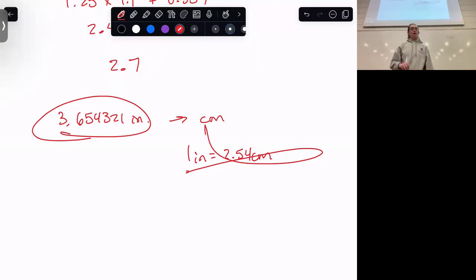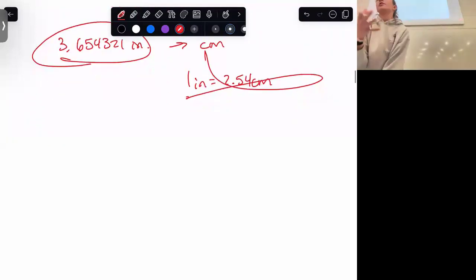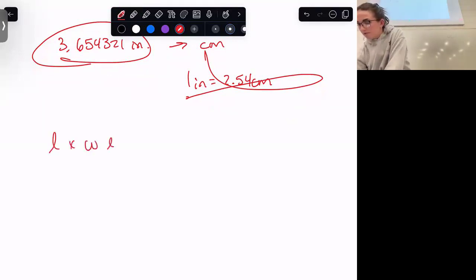What if we're doing multiple numbers with different sig figs? Yep. So if you need to find volume, right, you need length, width, and height. So we have length times width times height, and we have 3.456, this is 2.1, and this is 1.75.